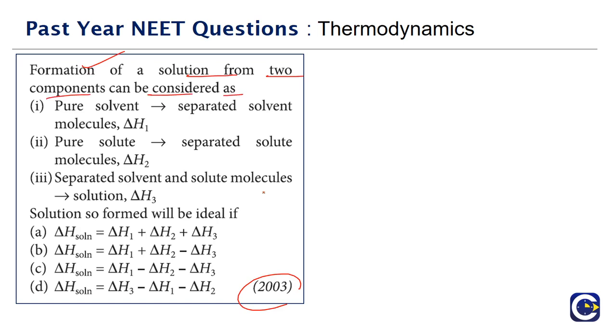So what will be the two components? If you look at a binary solution, we'll have a solvent, we'll have a solute. If we look at the other solutions, definitely solvent is going to be one, but we may have more than one solute. Now first step is what?